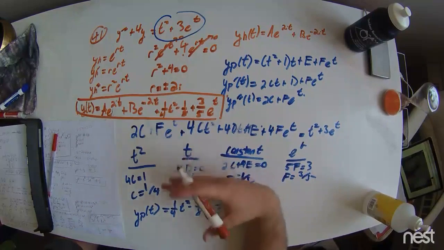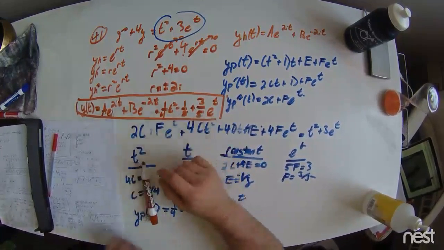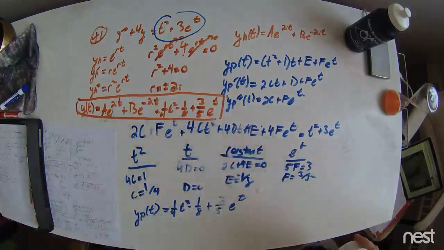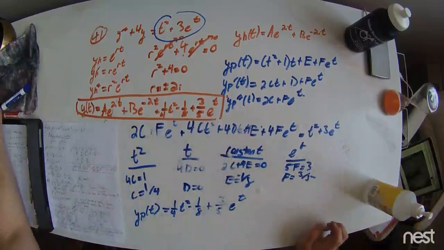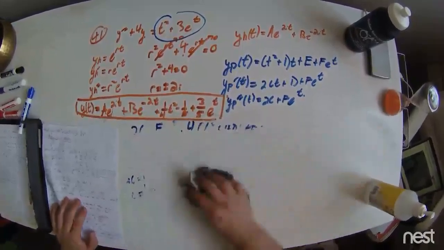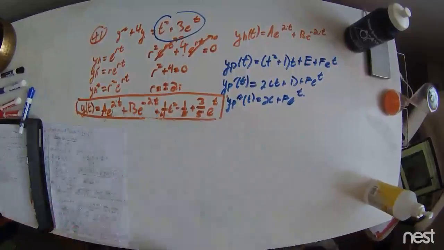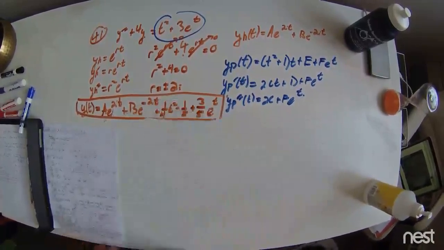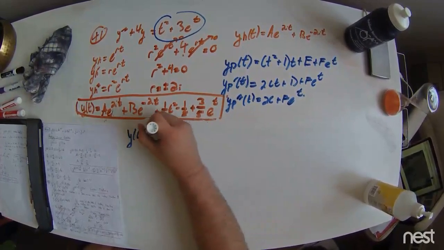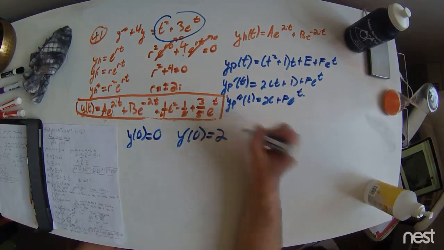However, in this problem, we are also provided initial conditions. Those initial conditions will allow us to solve for A and B, respectively. In this problem, the initial conditions are y of 0 equals 0 and y prime of 0 equals 2.